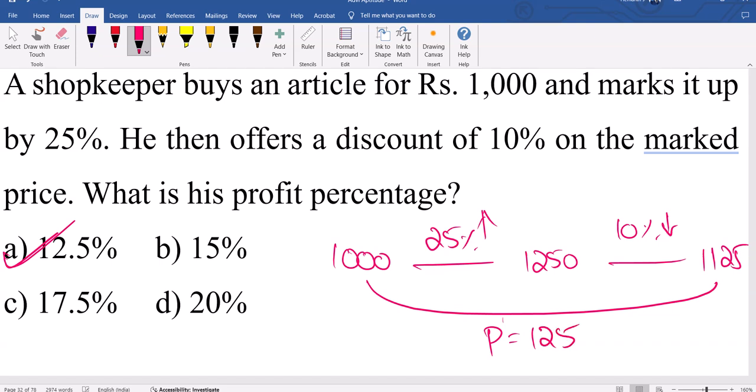Profit is 125 with respect to 1,000. If it is 100, 12.5. 12.5 out of 100 is 12.5 percentage. Option A, 12.5. Markup means you purchase, then you increase the price. That's what is called markup percentage. 12.5 is your answer. Profit and loss, entire concept is this. Very simple.